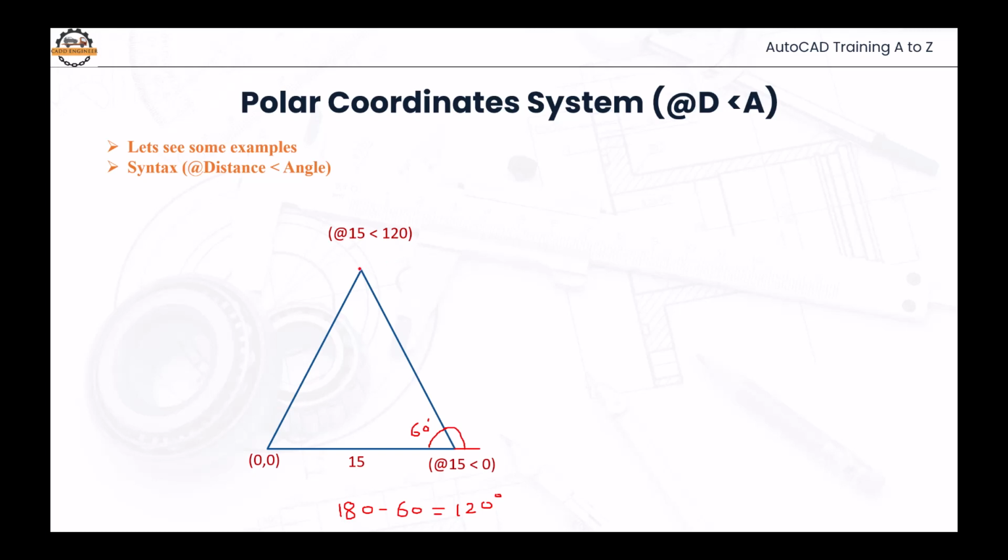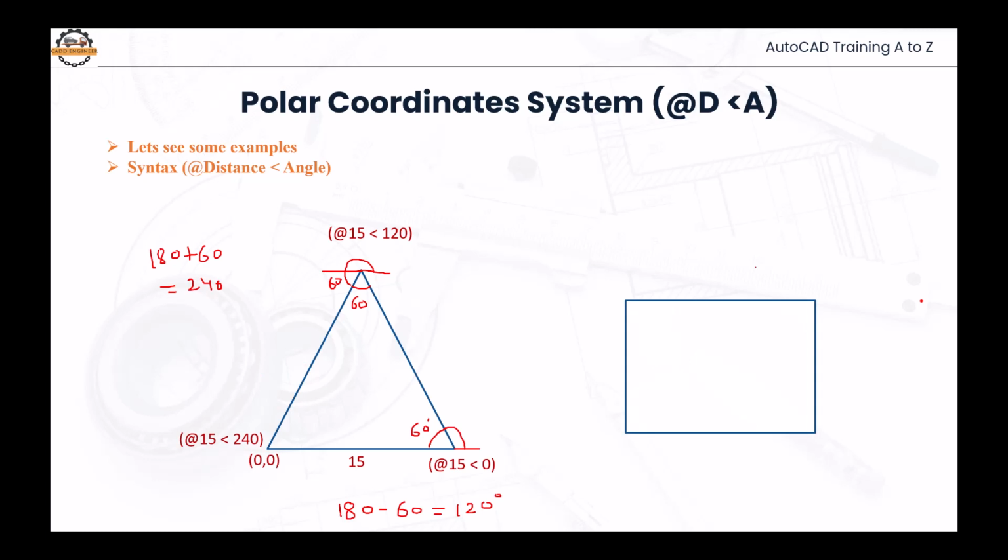Now we have to calculate the value for this point to come downward side. So from here we'll draw a straight line. We know the total angle is 60 degrees and this angle is 180 degrees. So this is the adjacent angle of this. So this is 60 degrees. So we can calculate 180 plus 60-degree angle and that will be 240 degrees. So for making this line, we'll give the coordinate at the rate 15 less than 240 degrees.